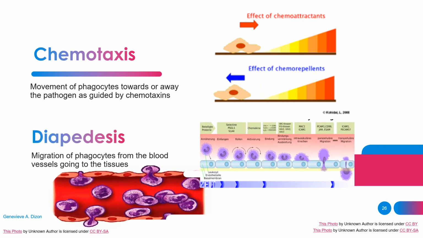Diapedesis is the migration of the phagocytes from the blood vessels going to the tissues. So this is when the white blood cells flowing in the blood vessels would be attracted to the chemoattractant and would try to squeeze themselves in between the capillary blood vessel so that they can go inside the tissues where the pathogen is.